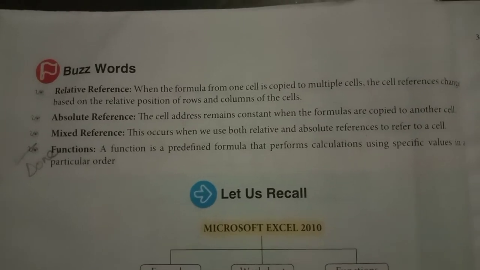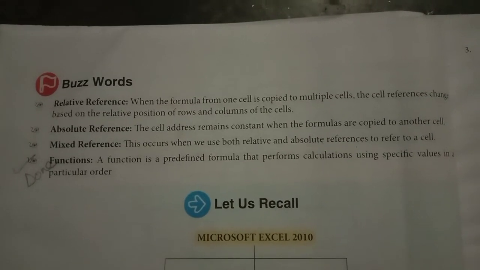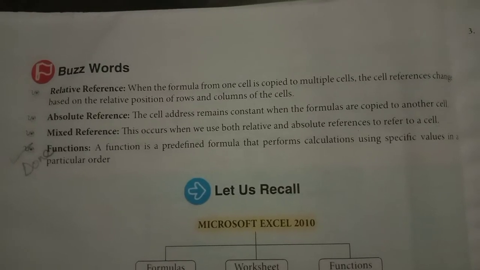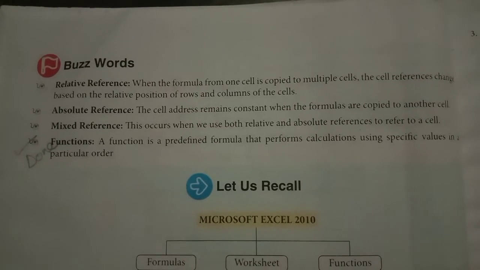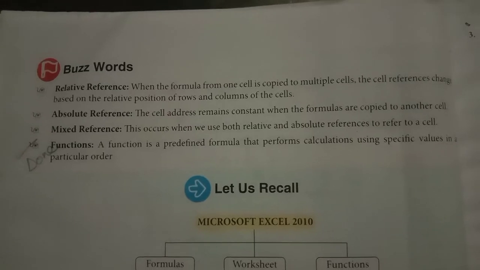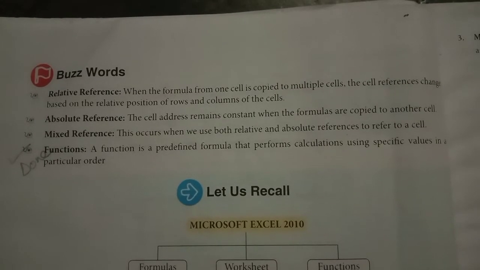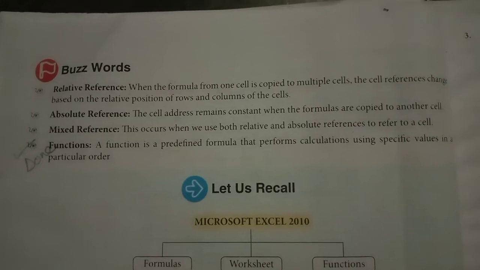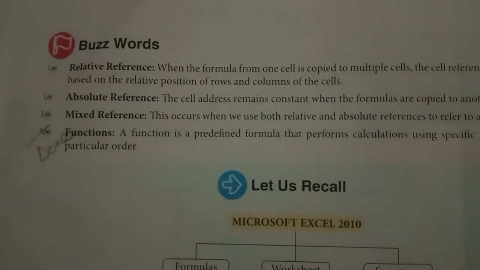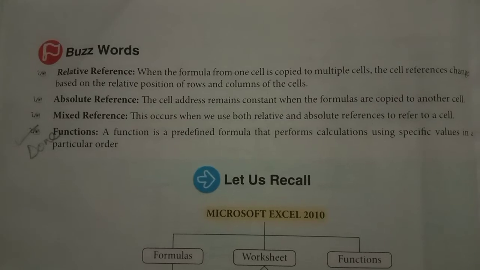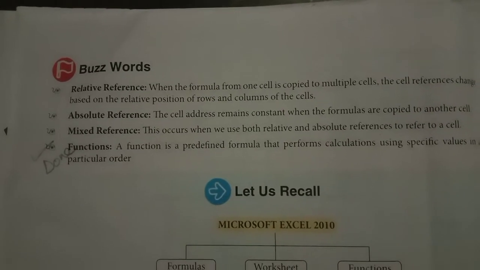So relative reference. What is relative reference? Listen carefully, and you can watch the same video again and again so that you can memorize all the definitions, because these are very important. Only 4 definitions are there. Relative reference: when the formula from one cell is copied to multiple cells, the cell references change based on the relative position of row and columns of the cell. Automatically it gets changed whenever we copy a formula.